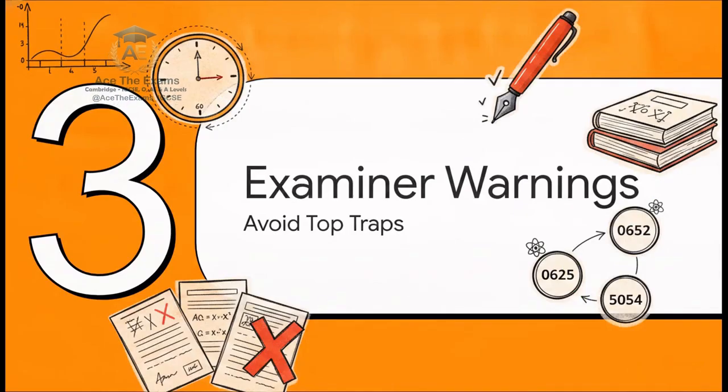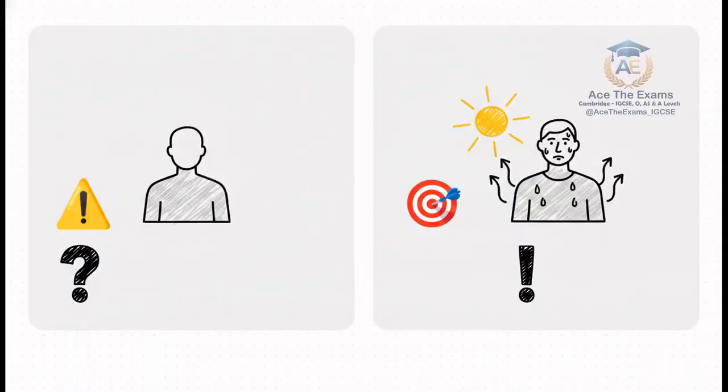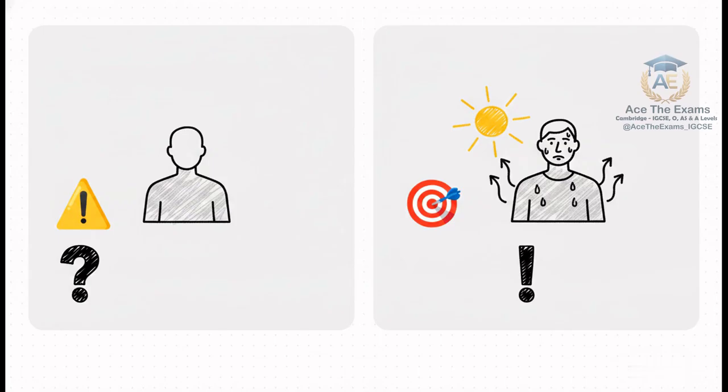Moving on to Section 3, Examiner Warnings. Let's look at the top traps students fall into directly from the examiner's desks. Think about it. The examiners read tens of thousands of papers every single year, and they see the exact same mistakes repeated over and over and over again. It doesn't matter how well you know the underlying physics if you fall into these specific contextual traps.